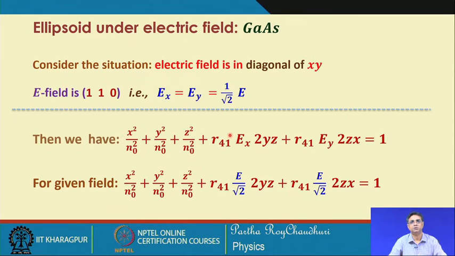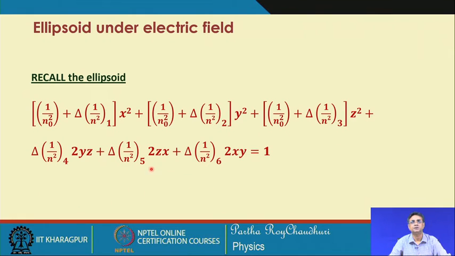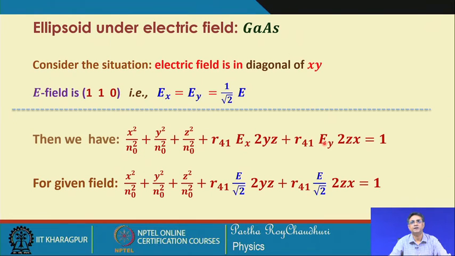this index ellipsoid. Let us look at this system. There are no terms appearing here and here, so this all remains 1 by n 0 square x square, 1 by n 0 square y square, etcetera. Only the z dependent coordinates, that is these two, are now excited. So, you have yz and zx. Therefore, I replace this E x by E over root 2, and you get this form of the equation.